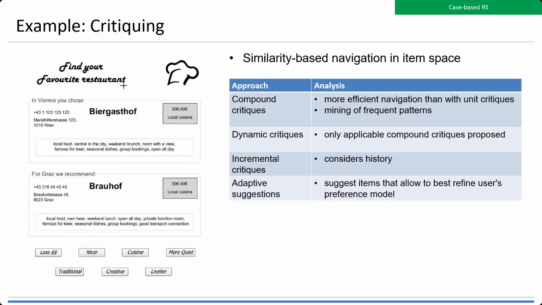This example is based on the approach of compound critics. It is more efficient navigation than with the unit critics. If we have the unit critics, it means only one attribute. For the compound critics, we can mine the frequent items or the frequent patterns. The dynamic critics are only applicable to compound critics. The compound critics means more than one attribute.